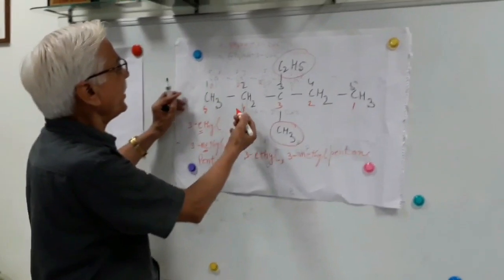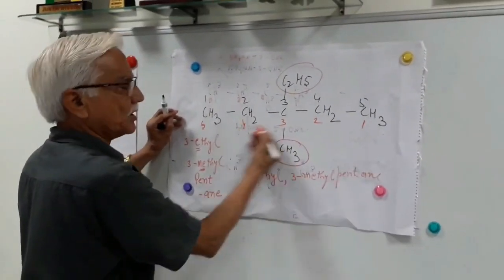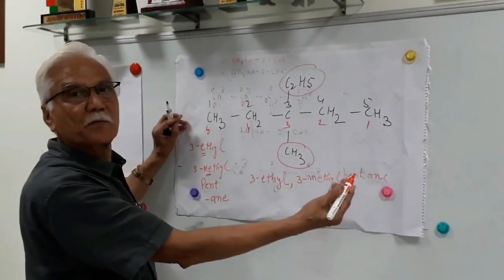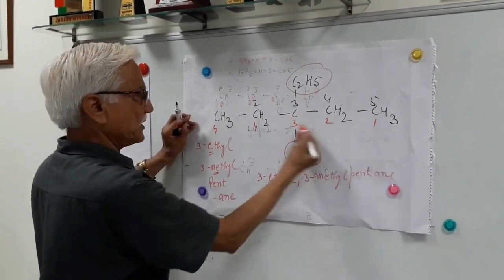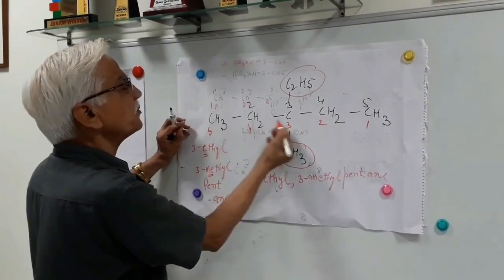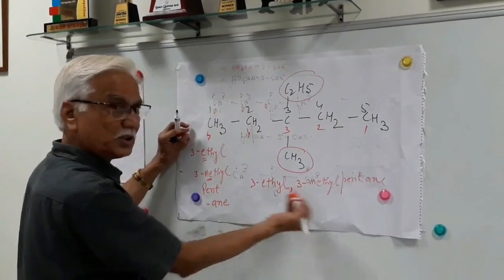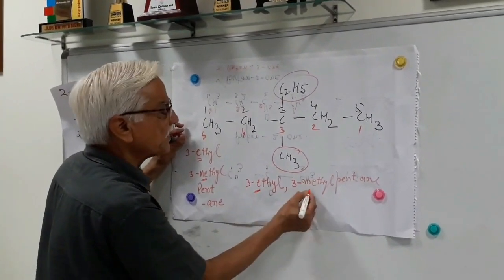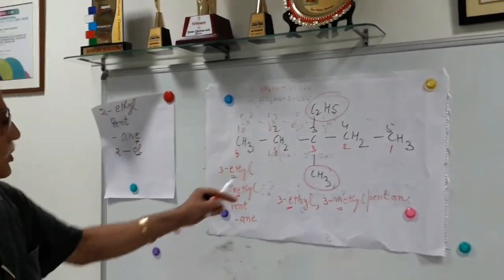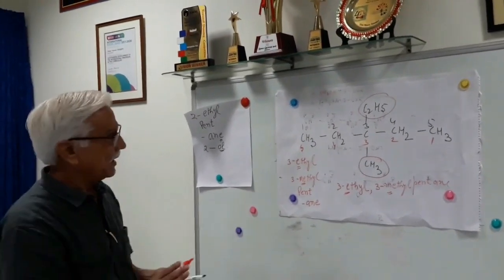Now another way, if I go from this end, then also it is 3. Both ways the name is the same. If I go from this end also, it is 3, 3. So this is the only rule: E will come first, followed by M. So this is how to name if two dissimilar groups are present.